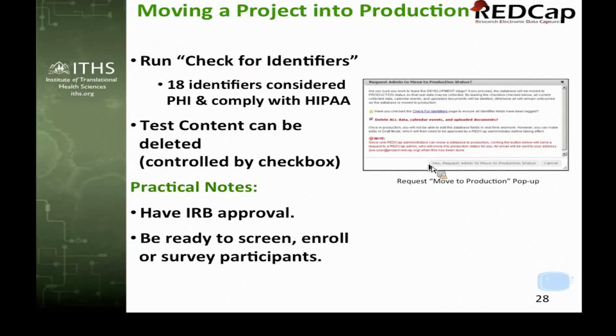Some practical notes: have IRB approval, kind of makes sense, and be ready to screen and enroll or survey participants. There's nothing as annoying if you move to production and 4 weeks down the line, before you actually start enrolling people, your PI comes back and says like, oh yeah, I want to add these three forms. So you can do that, but you have to go through the approval process. If you, by mistake, went into production too soon and you want to go back to development, shoot me an email, I can move you back.